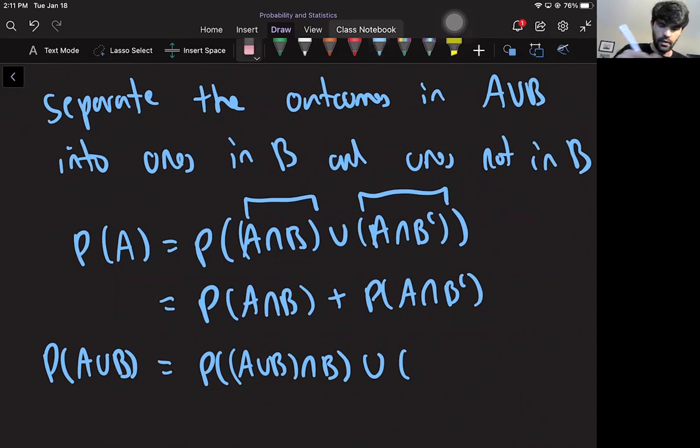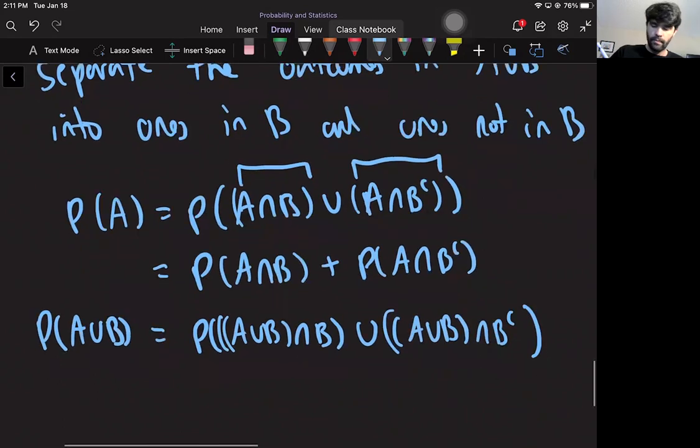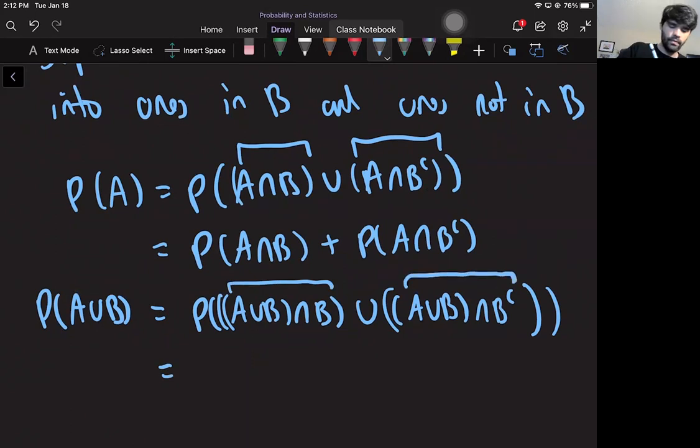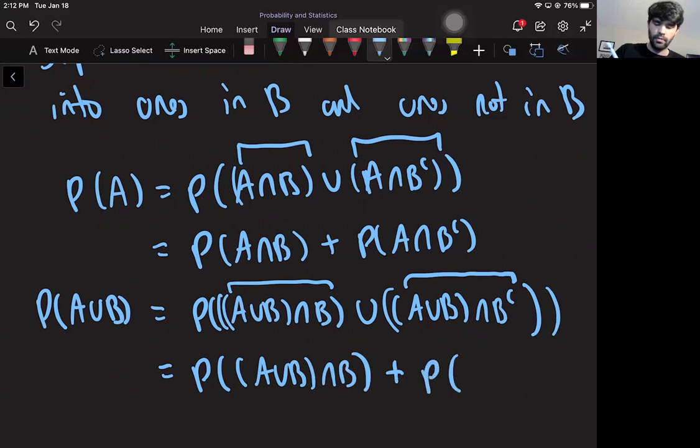I need to erase them. I need an extra parentheses. I have so many parentheses. All right, like that. Not in B. Okay, so like that. So then, because those are disjoint again, meaning this and this are disjoint, like I said before, you can now do it separately. So you can say this probability plus this probability.